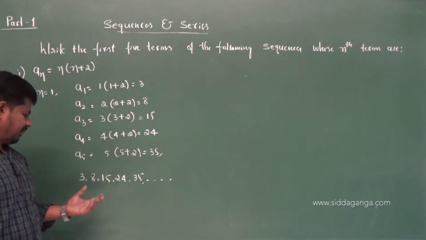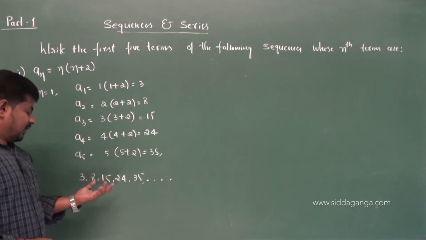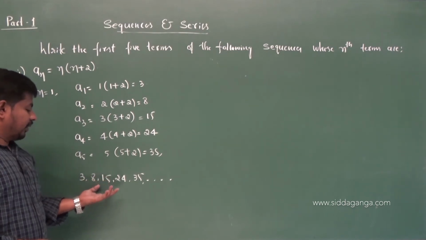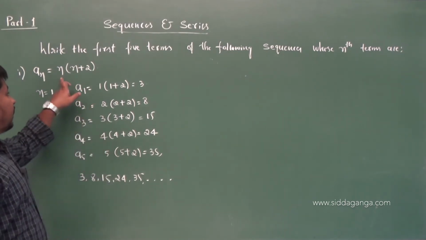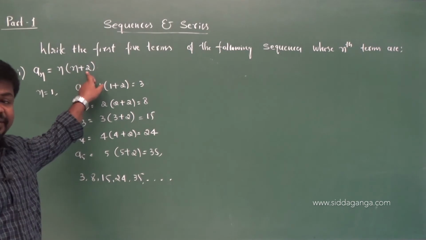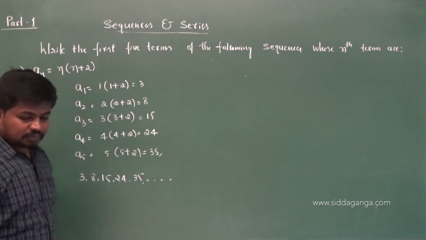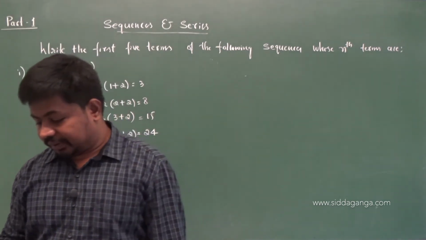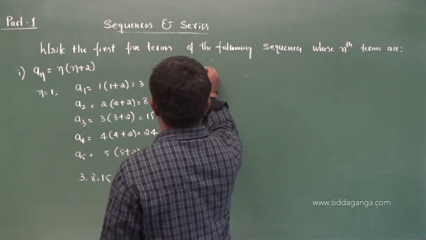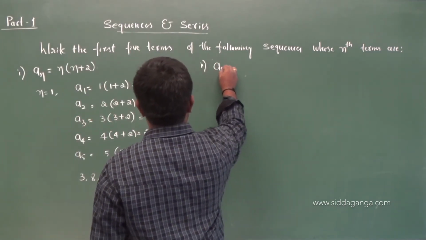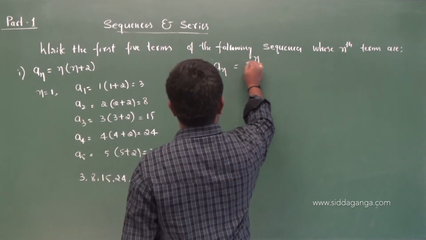See, observe here, the numbers are arranged according to some definite rule, and the rule is this one: n into n plus 2. Okay. Now the second one: an is equal to n by n plus 1.